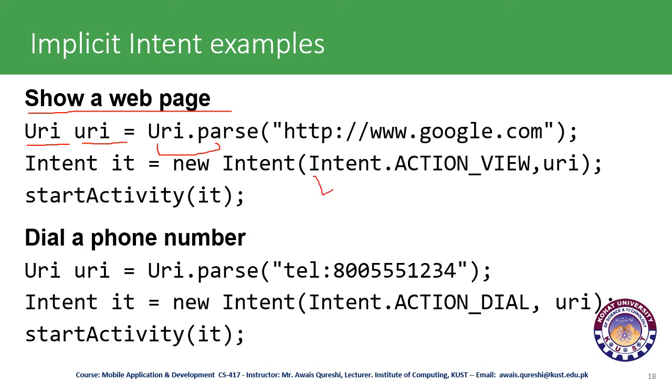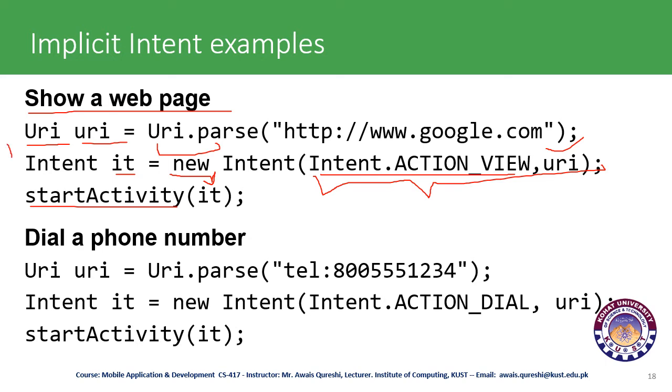This is called an action for an intent. Okay. So the action is Intent.ACTION_VIEW. We want to view some web page or the Google search engine, so we are passing this Intent.ACTION_VIEW, and the second argument is the URI. Okay, and then startActivity(it). We are passing an intent object to the activity. So any activity will take an intent object. Every activity takes an intent object.